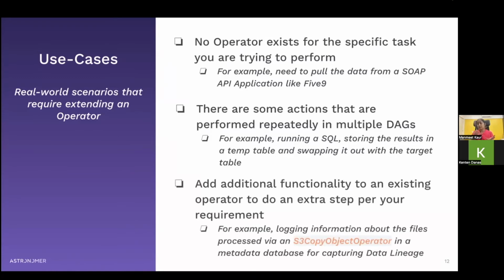Another is, like I mentioned earlier, an operator that already exists, for example the S3 copy object operator, and we want to add functionality on top of it. Let's say I'm using the S3 copy object operator to copy files from my external S3 bucket to my internal S3 bucket. But other than just copying, I also want to capture the name of the file, the timestamp when the file was copied, the source bucket name, and the target name into my metadata database for capturing data lineage, or some sort of logging or monitoring that I have to do later on.